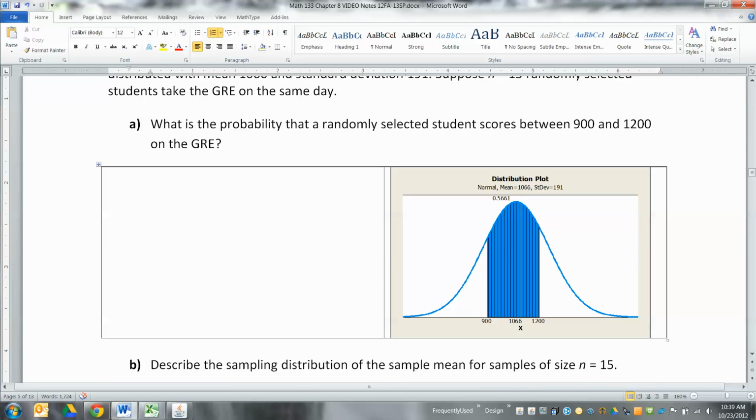Now I drew a picture of it here, which of course you would just draw on your paper, because StatCrunch and Excel don't make these pictures nicely. But what we want to talk about is this central part right here. So you draw the normal curve, you put 1066 right down the middle, and then you put 900 over here, 1200 over here. 1200 is on the right, 900 is on the left. That's about all you need. So we want to be able to find that central probability.